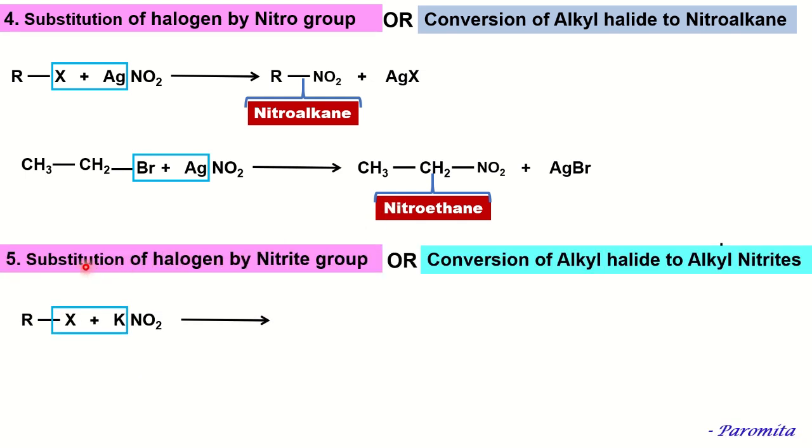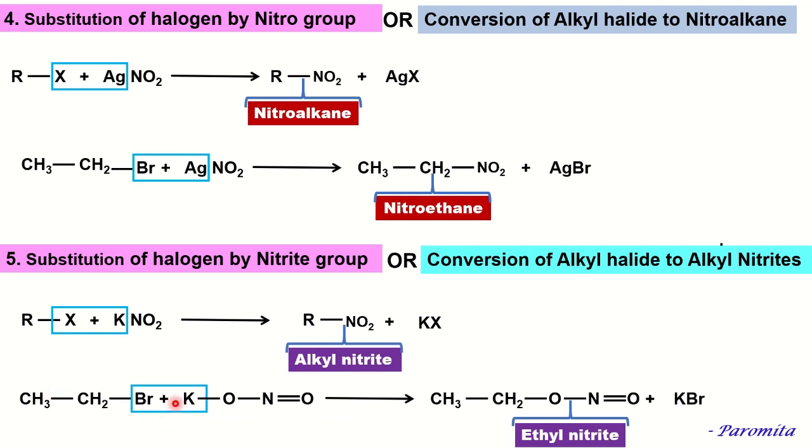Now we will discuss substitution of halogen by nitrite group, or conversion of alkyl halide to alkyl nitrite. Alkyl halide, when treated with aqueous solution of potassium or sodium nitrite, yields RONO, that is alkyl nitrite, plus KX. Ethyl bromide, when treated with aqueous solution of potassium nitrite and heated, gives ethyl nitrite plus potassium bromide.